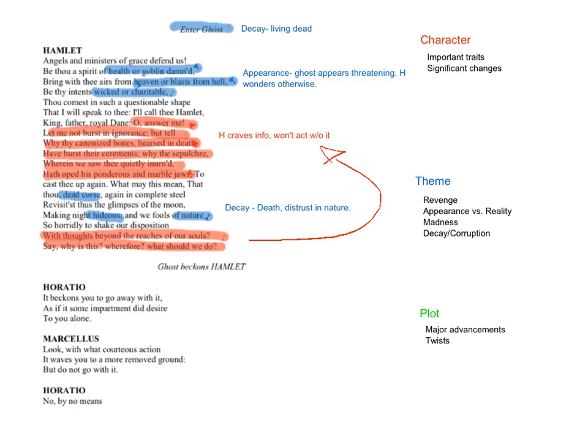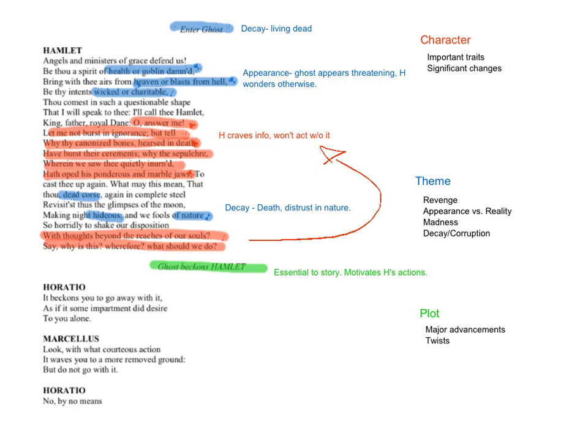Now let's look at what happens after that. The ghost beckons Hamlet. Well, this is obviously related to plot. We know that the information that the ghost gives Hamlet is essential to the progress of the story. We know that the conversation that Hamlet has with the ghost motivates his actions through the rest of the play.